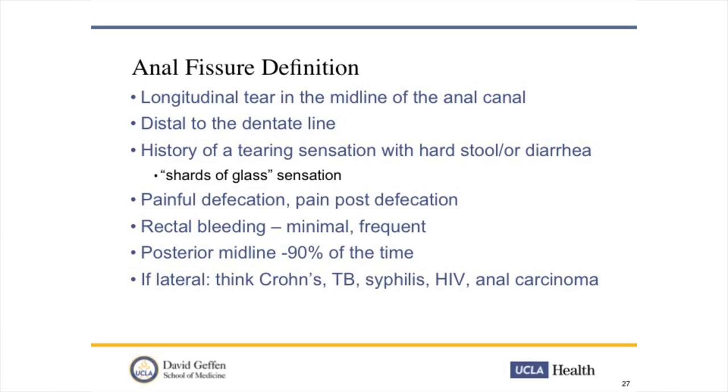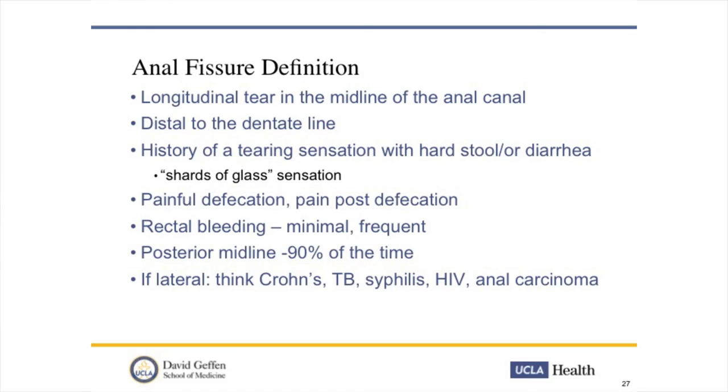So an anal fissure is basically a longitudinal tear in the midline of the anal canal. It is distal to the dentate line. Most patients will give you a very specific history without even eliciting it. They will say it's like pooping glass. Once you hear that, chances are you do need to do that rectal exam. It's painful defecation, with pain post-defecation. If rectal bleeding occurs, it's usually minimal and frequent, only because it's right there at the anus. Posterior midline is the location about 90% of the time. Anterior may occur the rest of the time.